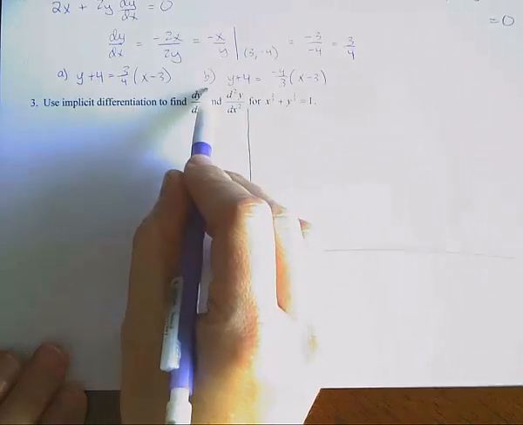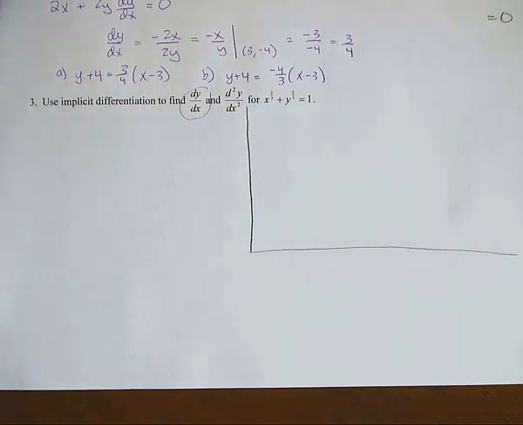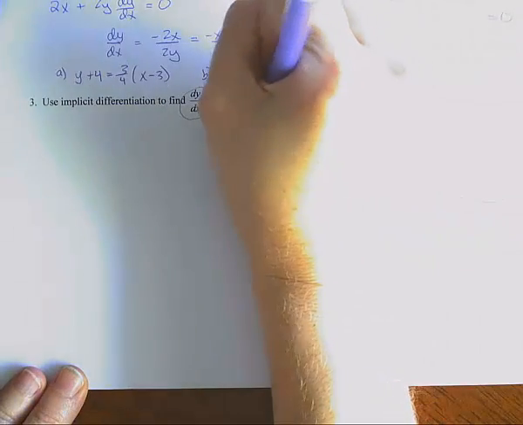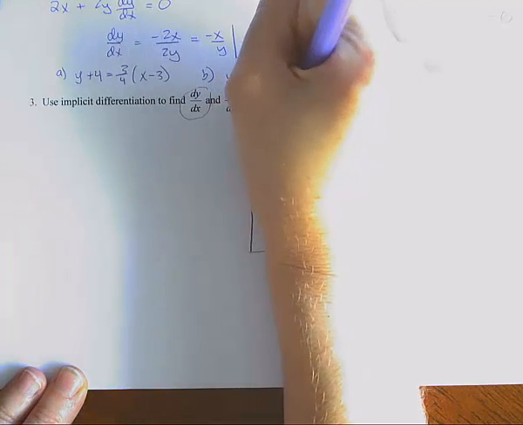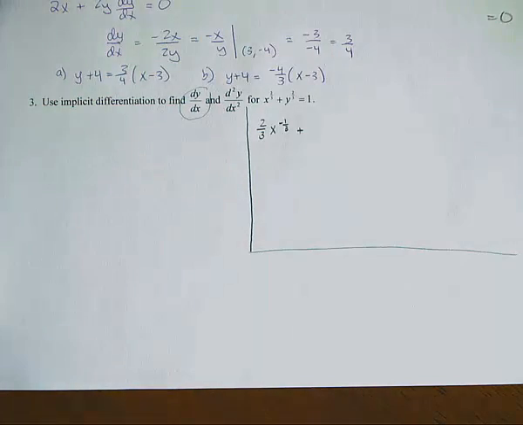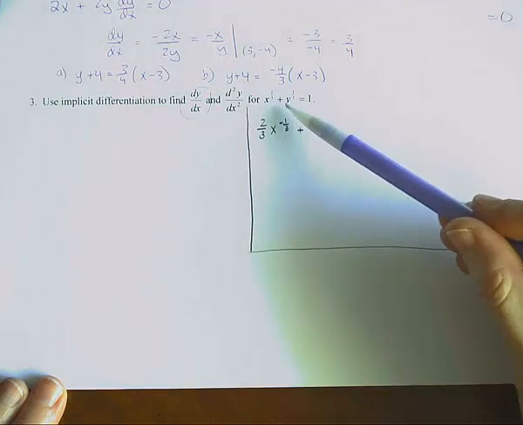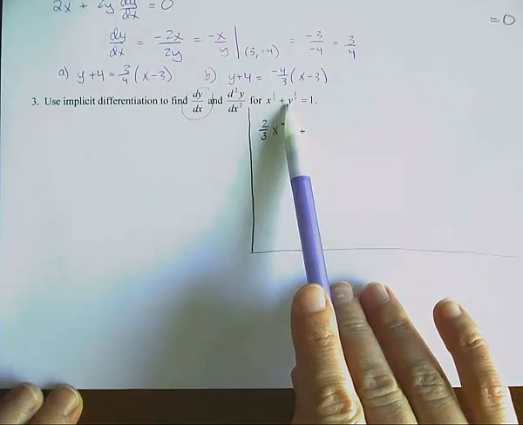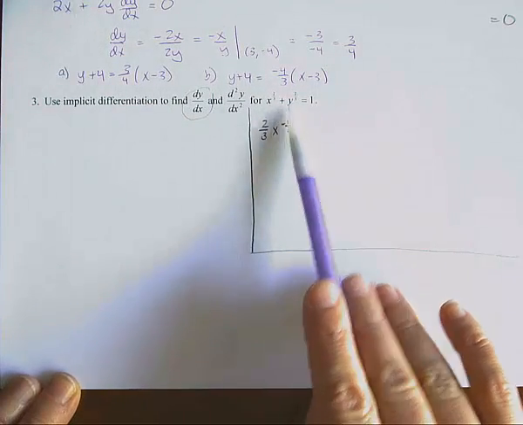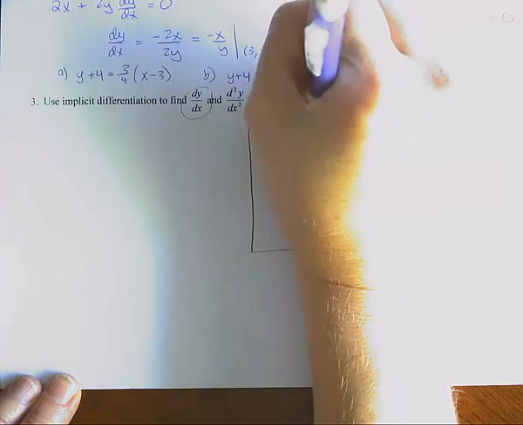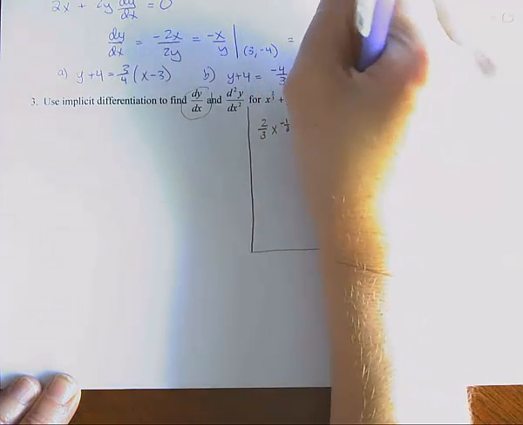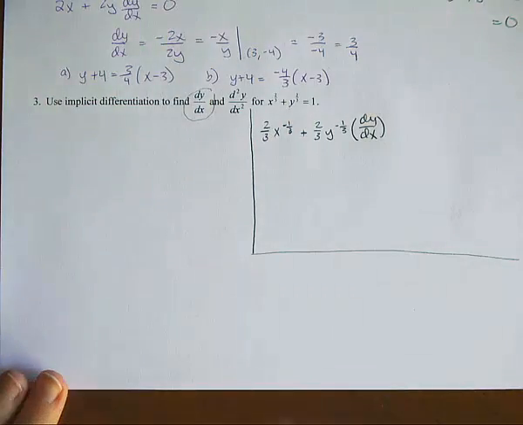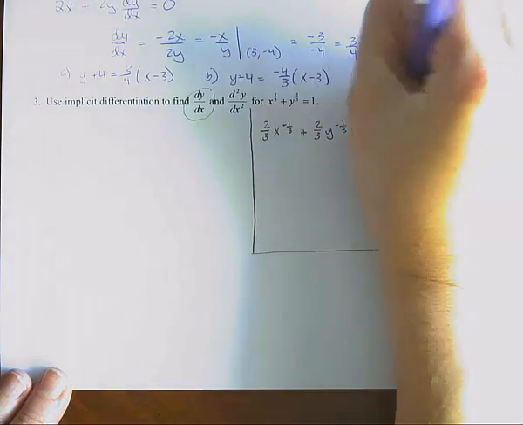First, we're going to find dy/dx by using the same process we've been using. So for x to the 2/3, I would use the power rule, and I would have 2/3 times x to the negative 1/3. For the y to the 2/3, I would still use power rule, but I would also use chain rule, because remember, y is a function of x, so it's a function of x to the 2/3. So I would do 2/3 y to the negative 1/3 times the derivative of y with respect to x. And then the derivative of 1 is just 0.